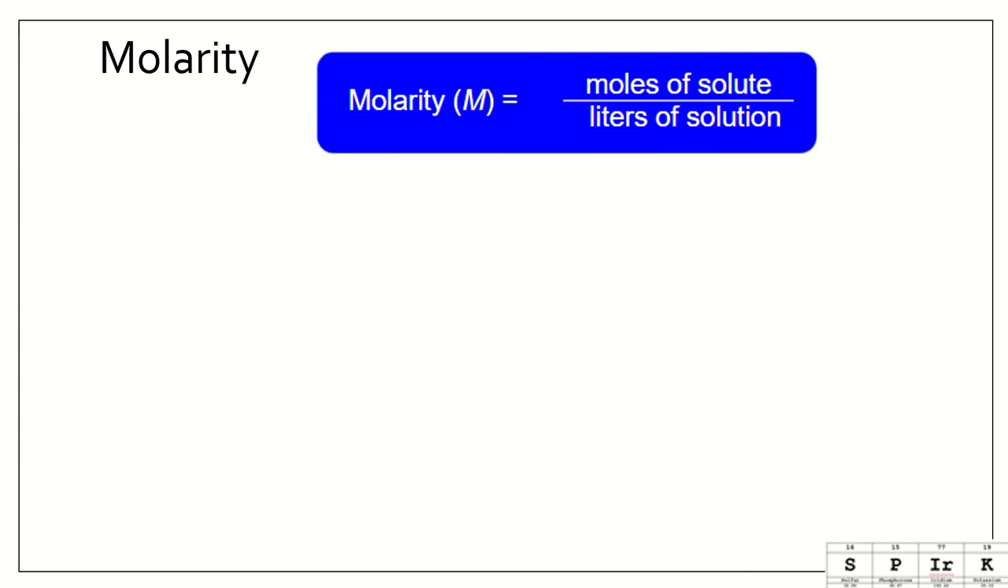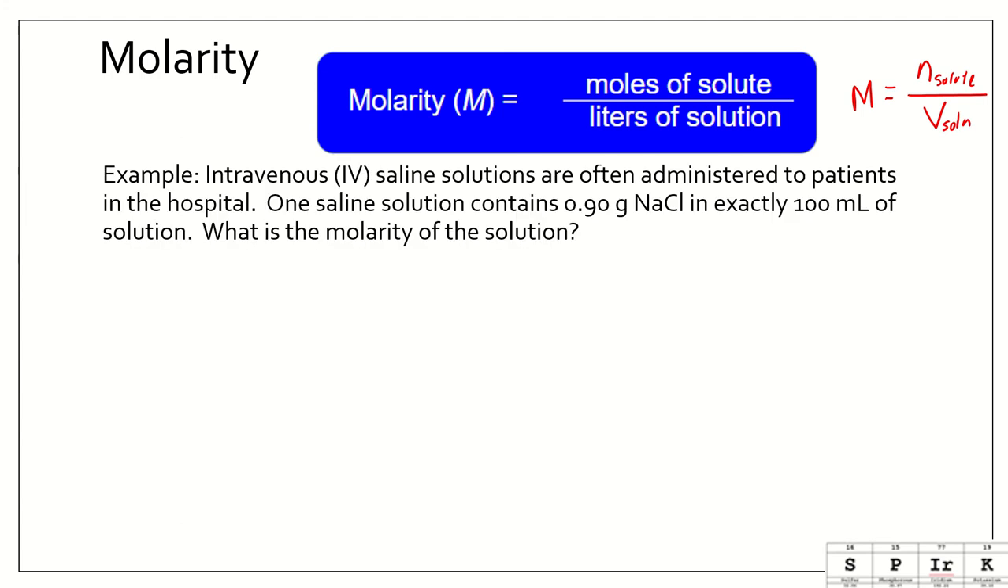So to calculate molarity, it's just moles of solute divided by liters of solution. Symbolically, it would be capital M for molar equals n of solute, moles of solute, divided by volume of the solution. So let's look at an example.